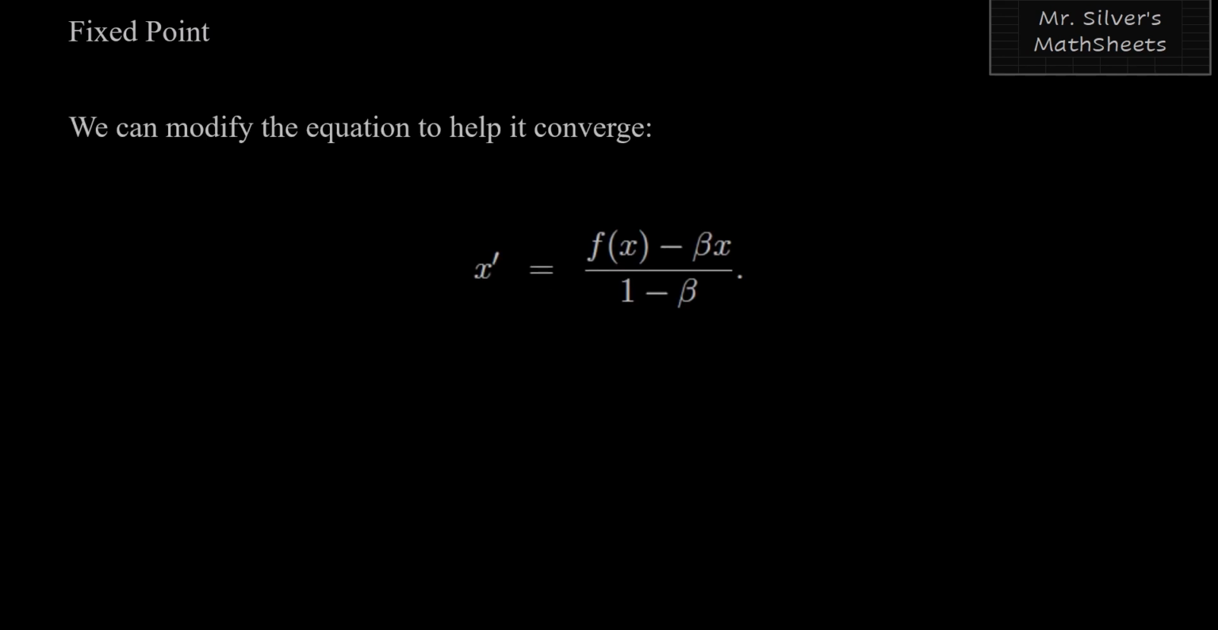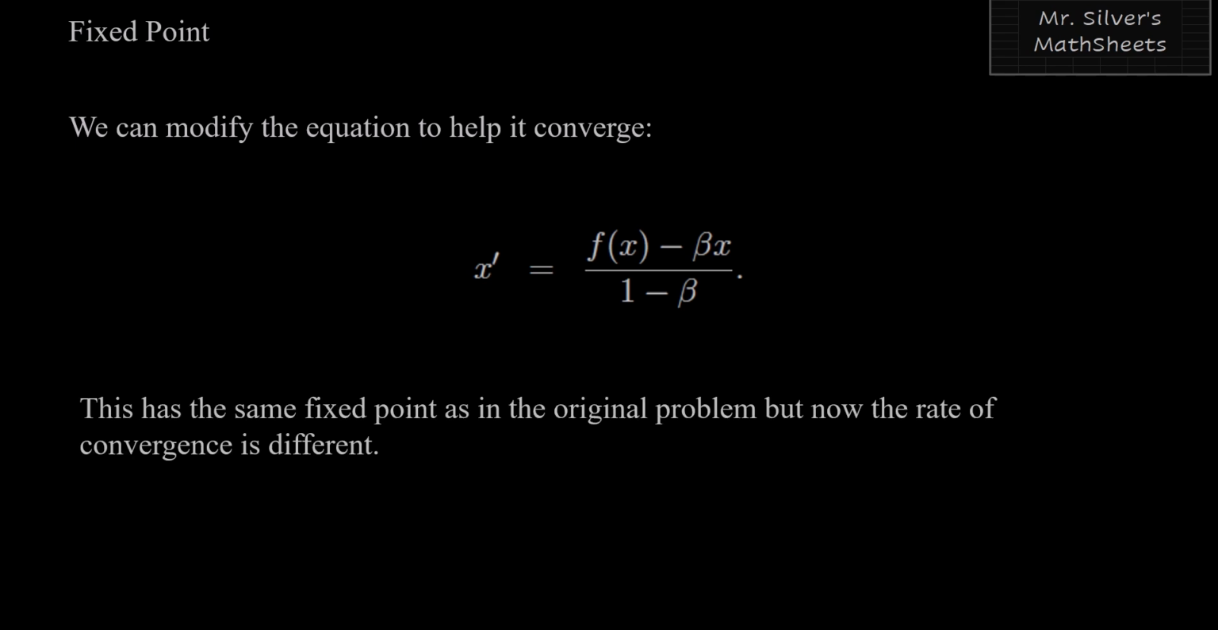Well, we can modify the function to make it converge by subtracting a parameter. The 1 minus beta in the denominator is there to make sure that we get the same fixed point, but it'll have a different slope now. If you plug in f of x equal to x, you realize, oh yeah, it will be the same fixed point.